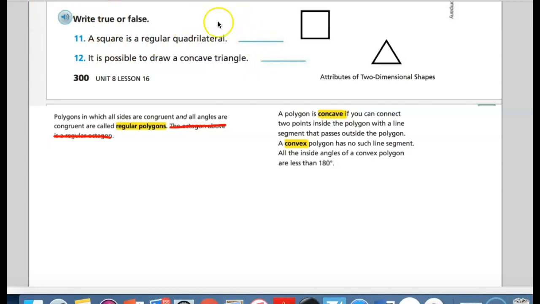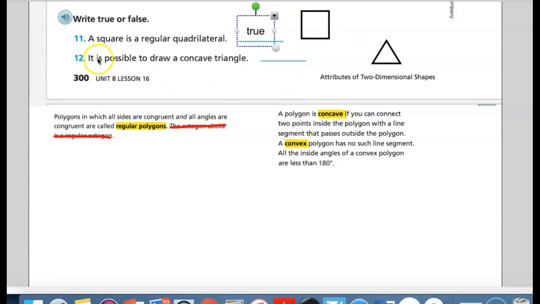Pausing now. So for 11, a square is a regular quadrilateral. So let's look at the word quadrilateral. Remember that means that it has 4 sides. So does it have 4 sides? Yes, it is a quadrilateral. Is it regular? Are all these lines exactly the same? If you remember what a square means, square should already tell you. It's not a rectangle, it's a square. All the sides are the same length. All the angles are exactly the same. So this one you should definitely type in true.